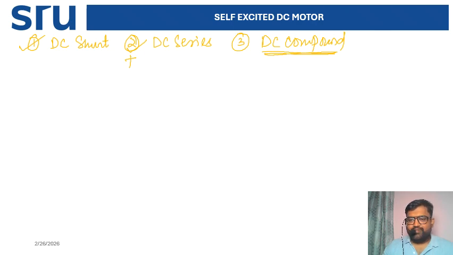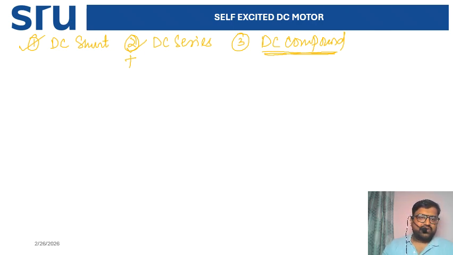How can we do this, and what is the need of this DC compound motor? Today we will only see the explanation of the DC compound motor, but when we do the characteristics, then we will understand why we are doing this.